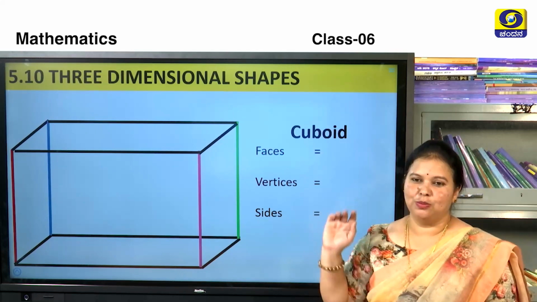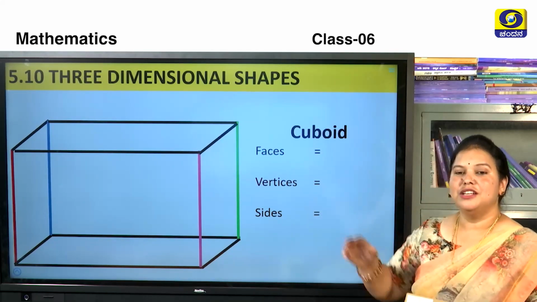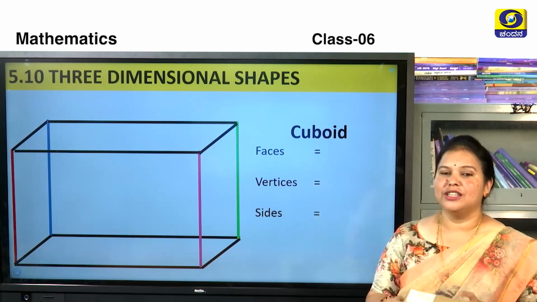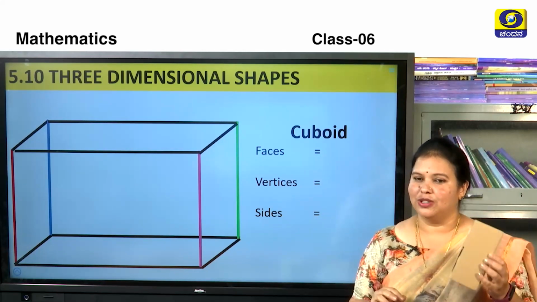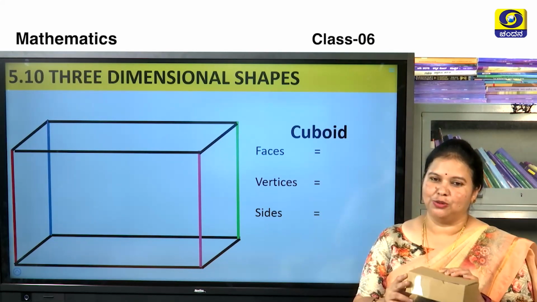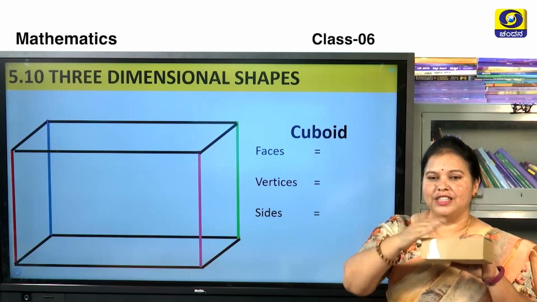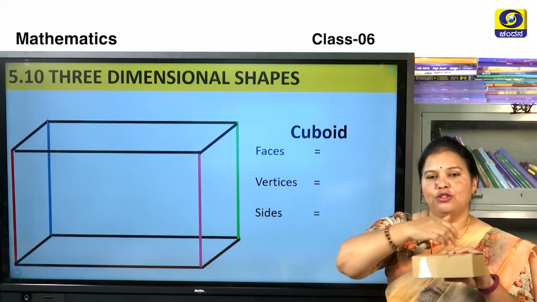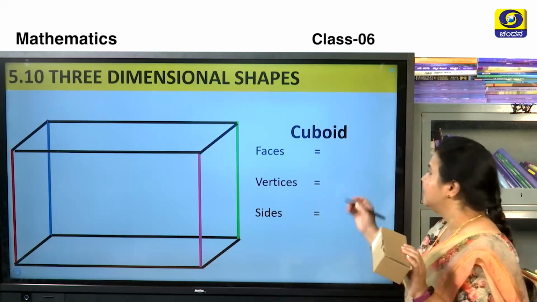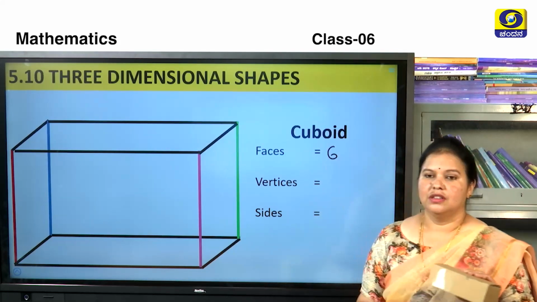See, it's a cuboid. Let us count number of faces, vertices and sides of this cuboid using this cuboid model. Okay. Now first we'll count number of faces of this cuboid. So it has one top face, bottom face and 4 faces around. So in total it has 6 faces.